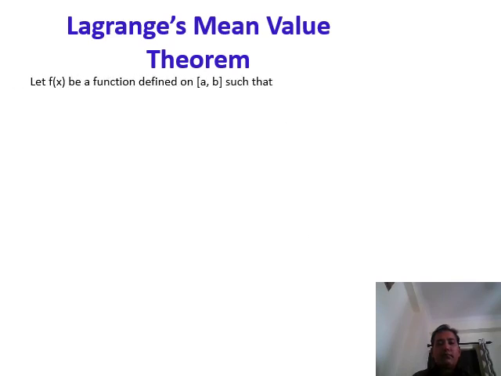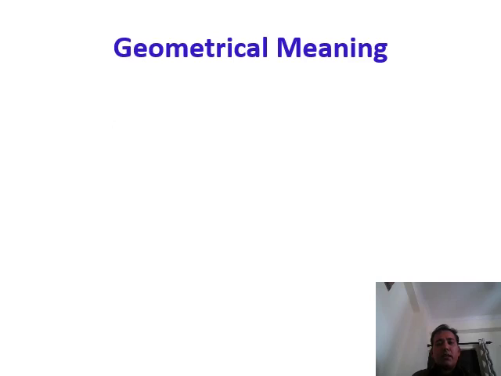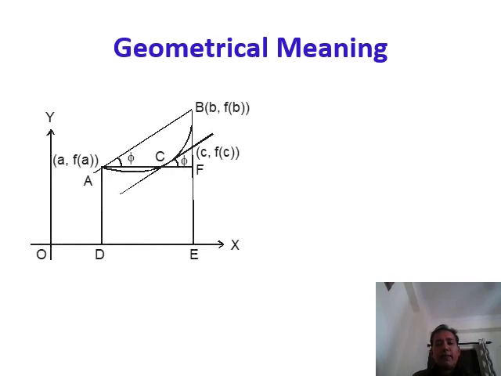theorem. Let f(x) be a function defined on [a, b] such that f(x) is continuous on [a, b] and this is also differentiable in (a, b). Then there exists a real number c belonging to (a, b) such that f'(c) is equal to [f(b) minus f(a)] upon (b minus a). Its geometrical meaning is, if a curve starts from A to B, f(a) is not equal to f(b), then if we join A to B, then slope of AB is equal to slope of tangent.